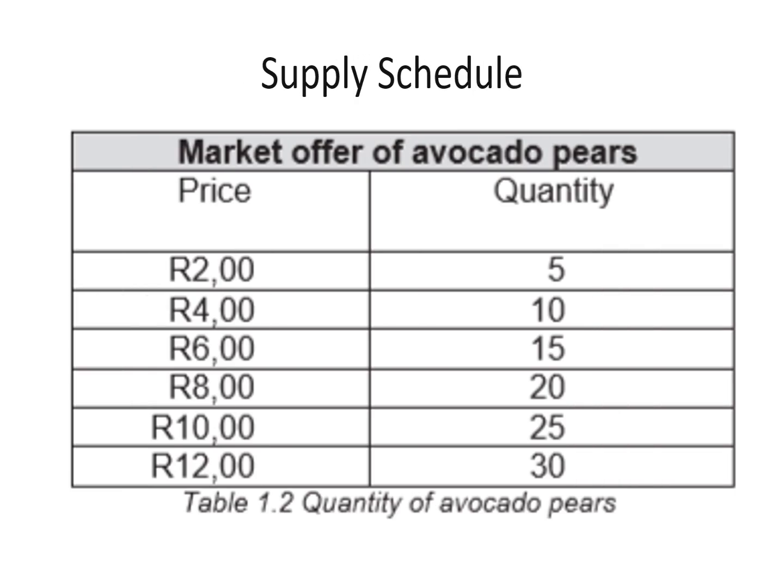Supply schedule. You will note that you tabulate the price versus the quantity supplied. When looking at the supply schedule provided, you will see that as the price increases on the left-hand side, so the quantity supplied increases on the right-hand side.